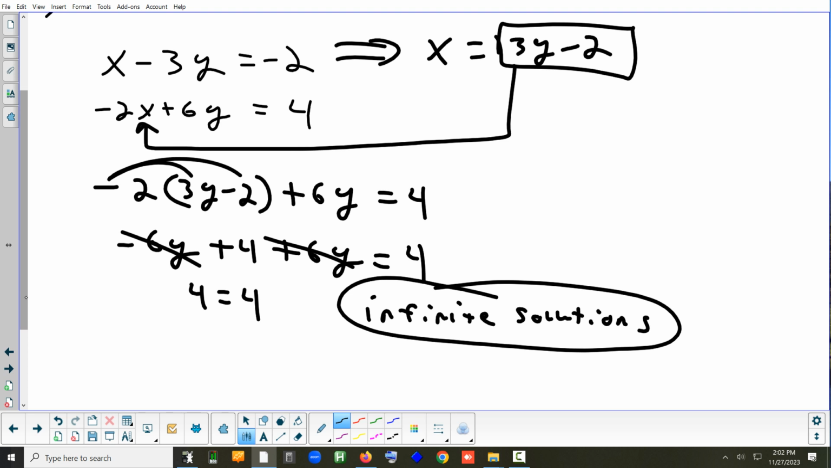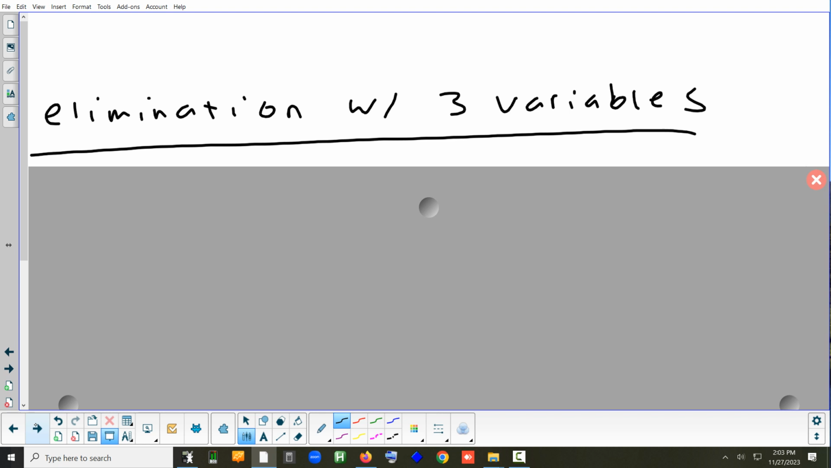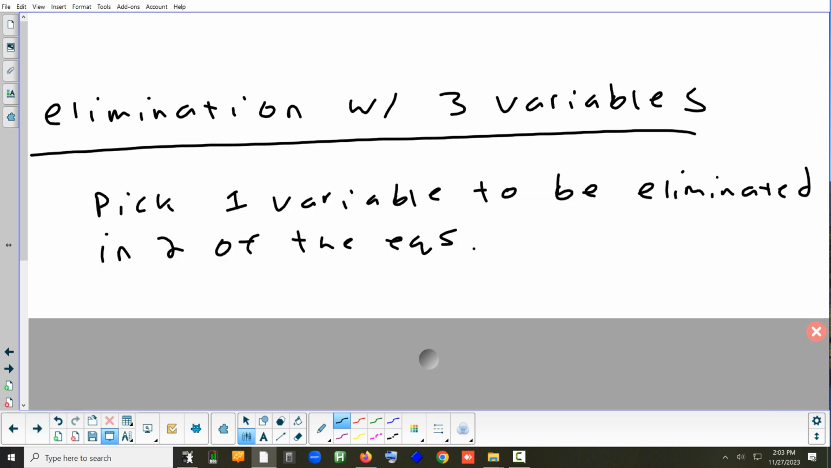So any questions on substitution with 2 variables or elimination with 2? All right, so if we can do 2, let's try 3. The biggest thing with 3 variables is you're still doing the same thing. You're going to be trying to get rid of a variable, but you're going to have to do it multiple times. That's the difference. I'll write the steps down, but I think it's easier to just go through it.